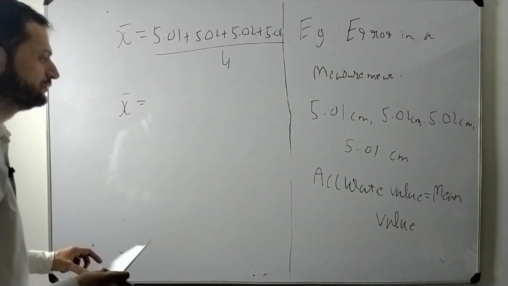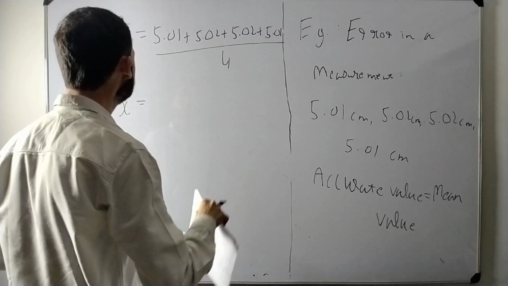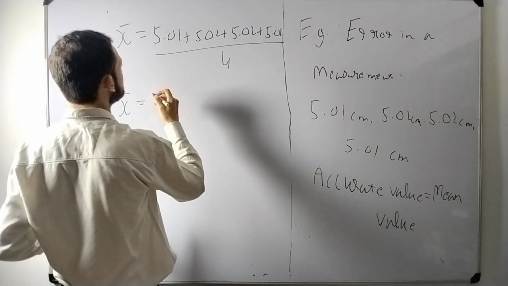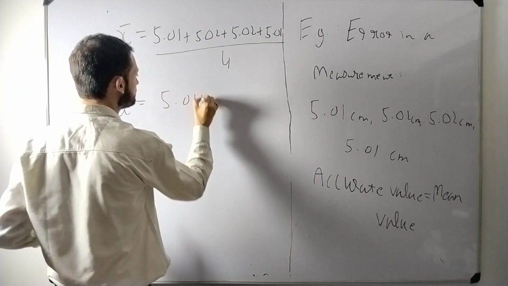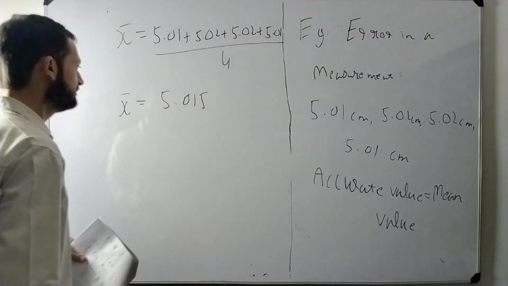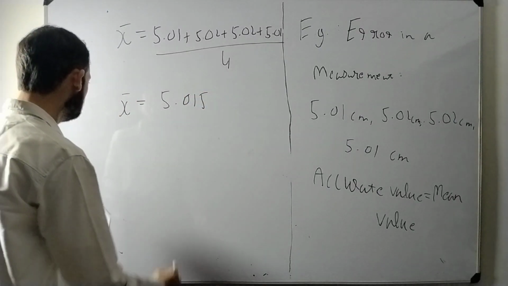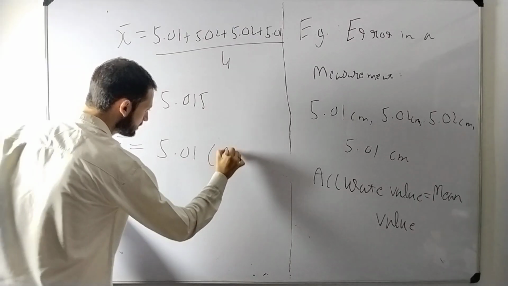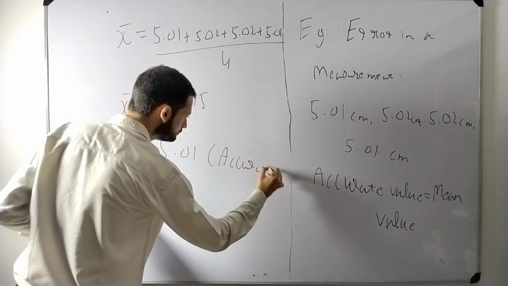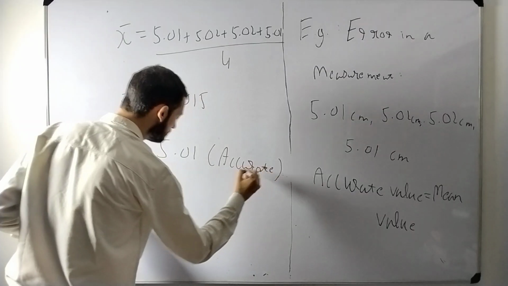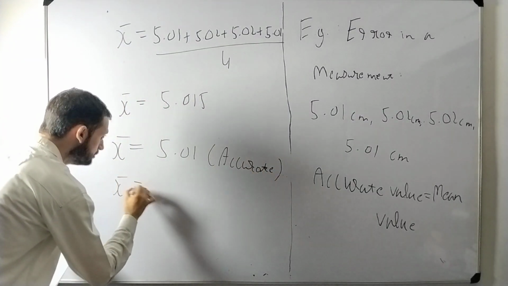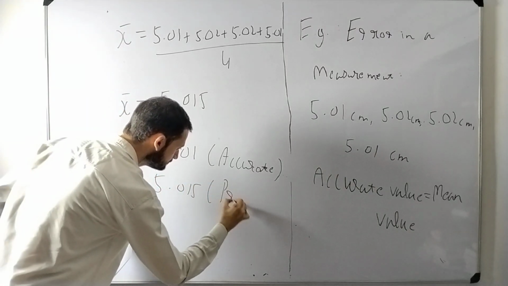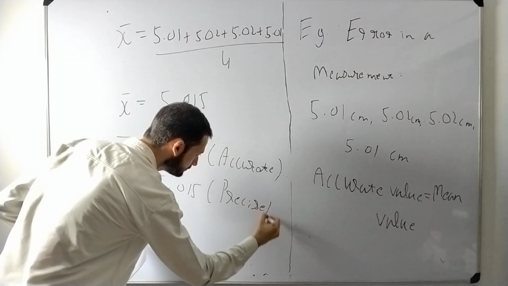And what am I supposed to get now? You calculate for now. Let me check my calculations. So yes, it is 5.015. 5.015 is the number we get. So I would write x mean value. 5.01 is the accurate value in these observations, and 5.015 is the precise value.